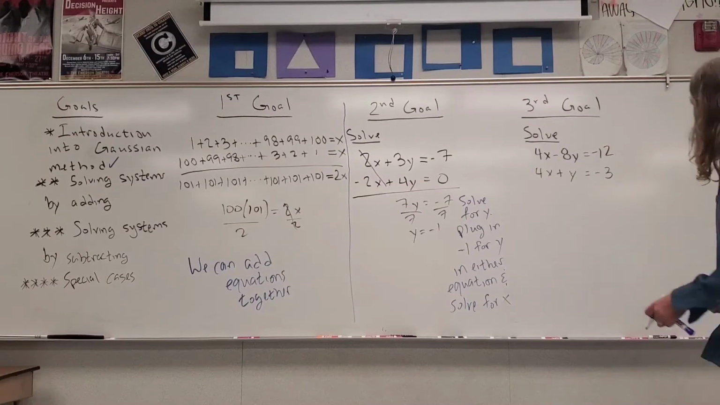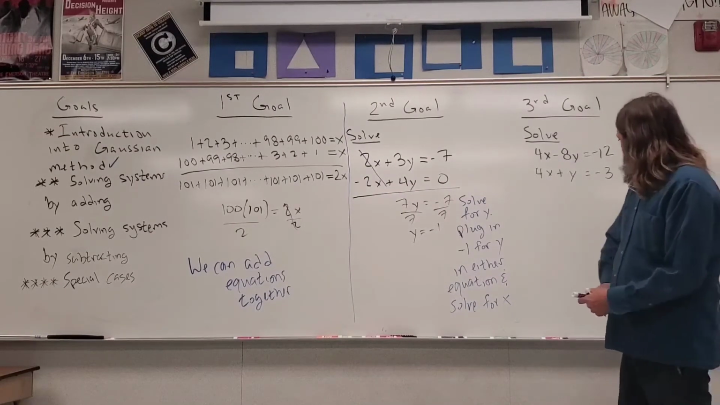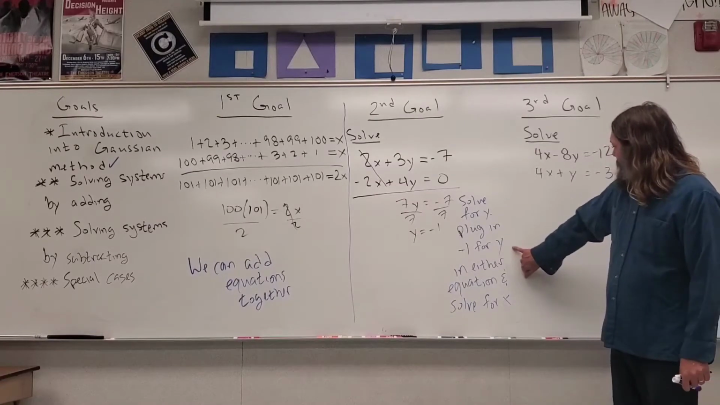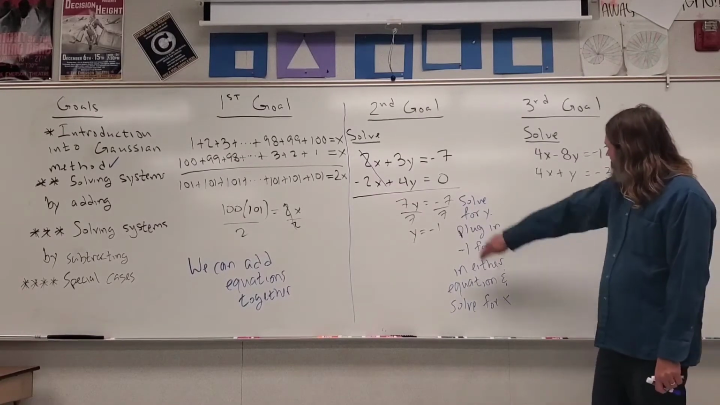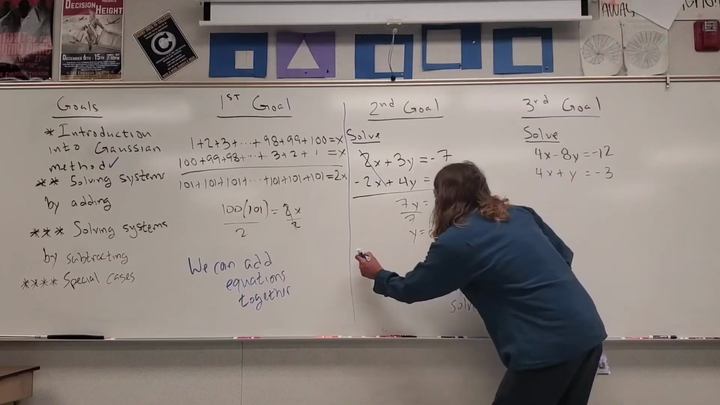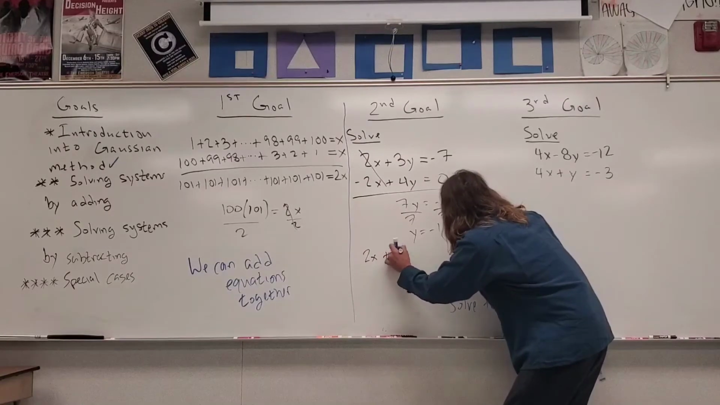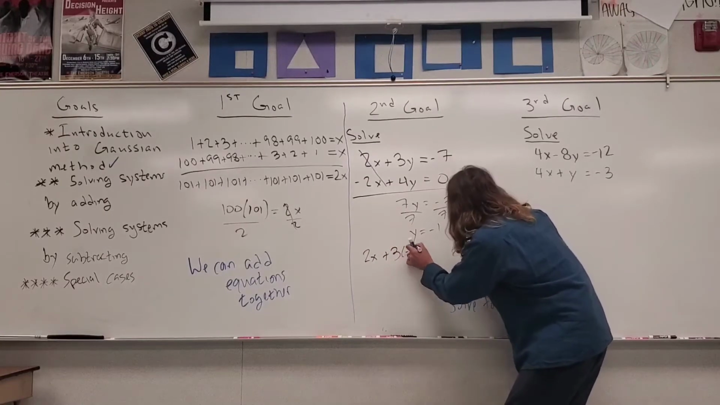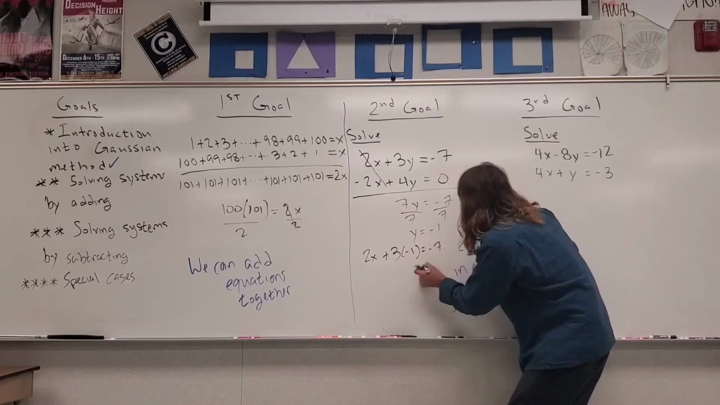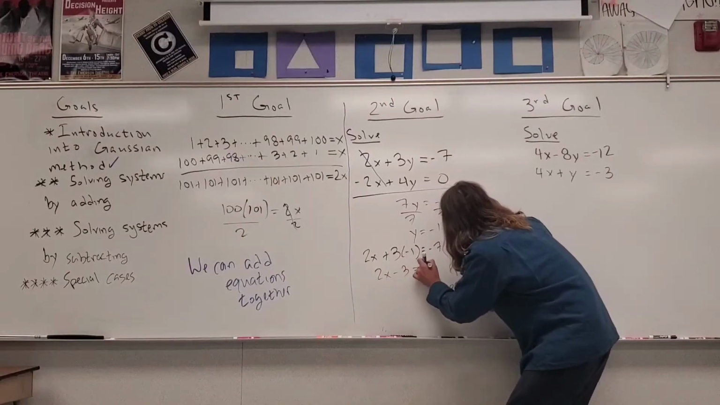So I like the top equation. So again, I'm going to plug negative 1 in for y in either equation. I'm going to solve for x. I like this one. Okay, so I get now 2x plus 3y, or not 3y, 3 times negative 1, and that's equal to negative 7. This now becomes 2x minus 3 equals negative 7.